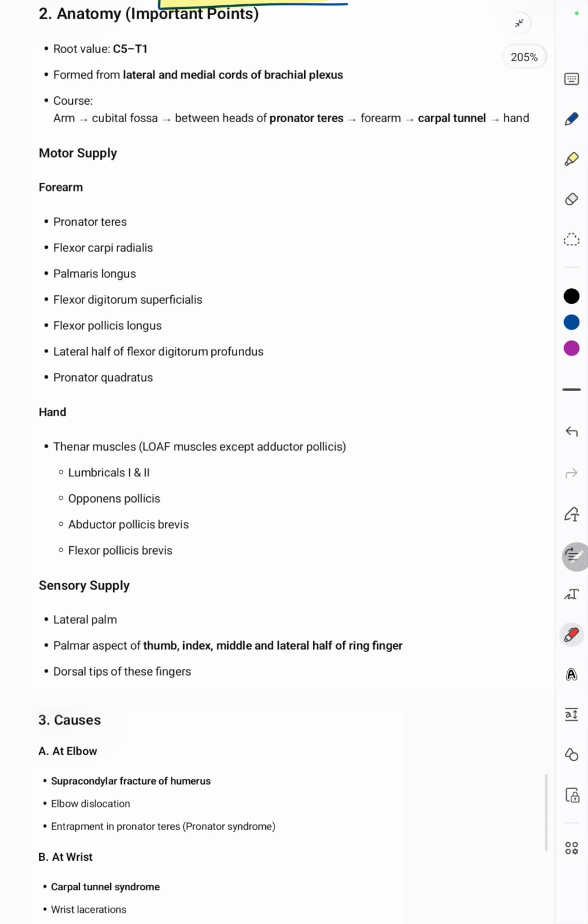Now the motor supply. In the forearm, it supplies the pronator teres muscle, flexor carpi radialis, flexor digitorum profundus on the lateral half, then pronator quadratus, flexor pollicis longus, and flexor digitorum superficialis. In the hand, it supplies the LOAF muscles: the first and second lumbricals, opponens pollicis, abductor pollicis brevis, and flexor pollicis brevis. Sensory supply is through the palmar aspect of the thumb, index finger, middle finger, and the lateral half of the ring finger.